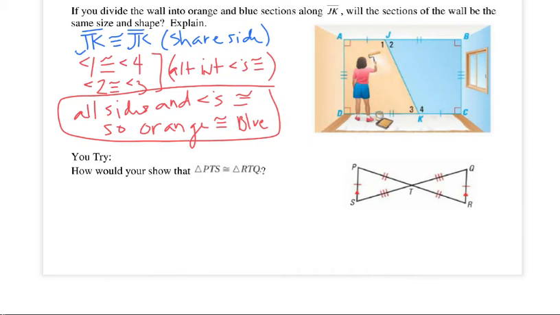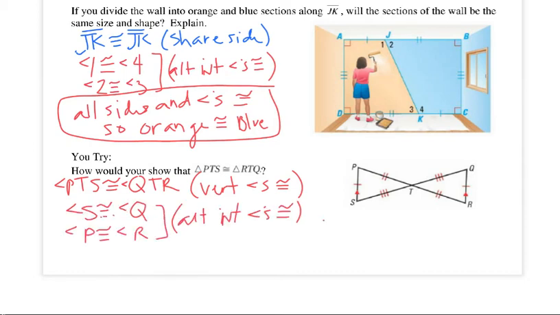Alright, so we know that the vertical angles in the center, so PTS and QTR, will be congruent to each other. We also know that there's a set of alternate interior angles, that would be either angle S and angle Q, and your P and R will be congruent because of the parallel lines. So this shows that you have all angles and all sides are going to be congruent, so you can say that those two triangles will be congruent.